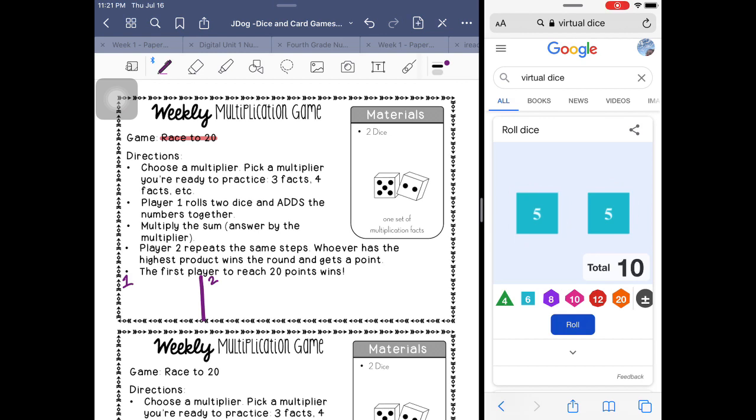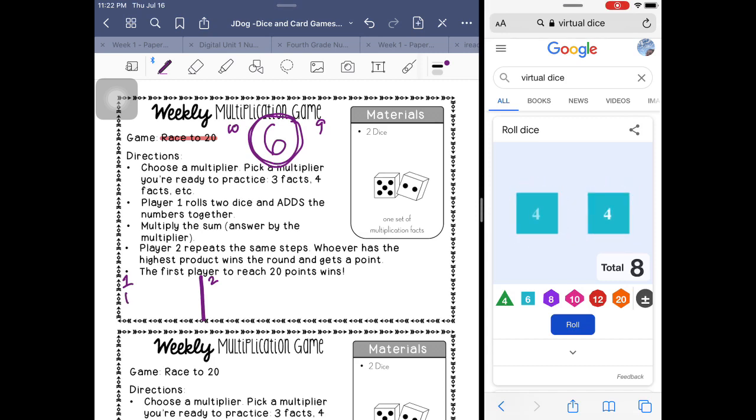I have a 5 and a 5, which is 10. I'm going to pick my multiplier as 6 because I think I need to practice my 6s. So my first problem will be 10 times 6, which is 60. Player 2 has 9 times 6. Not going to be as much as 60, but is 54. So I'm player 1, I get to keep a point.